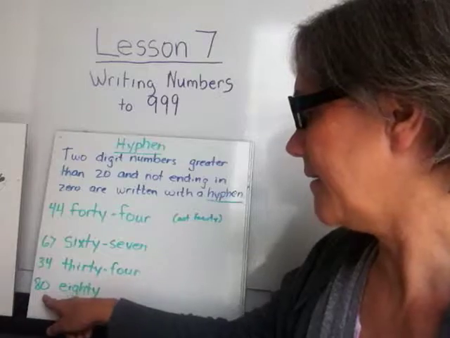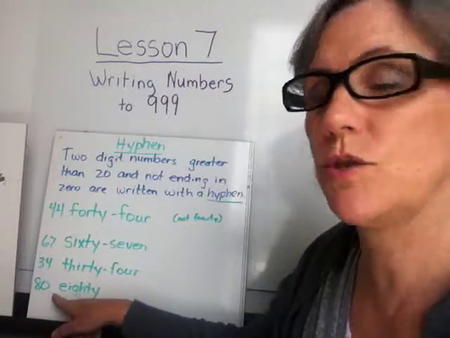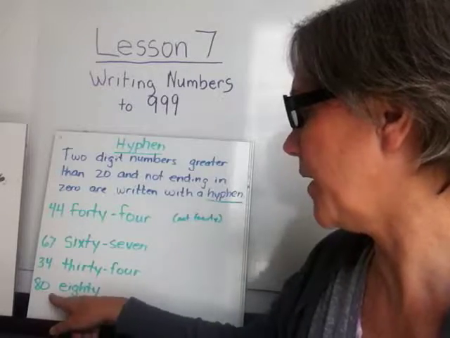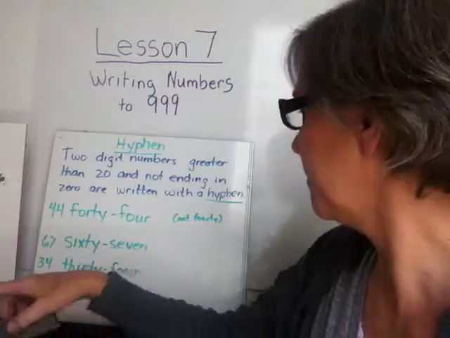And 80, you see 80 has a 0, so it's a two-digit number, but it has no hyphen in it. It's just spelled eighty.